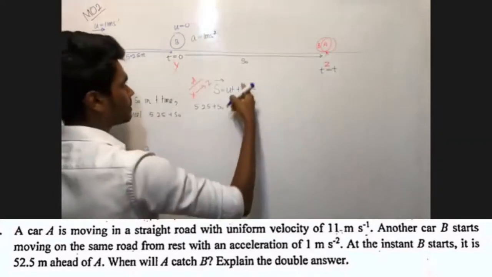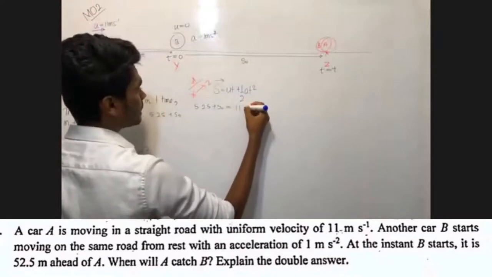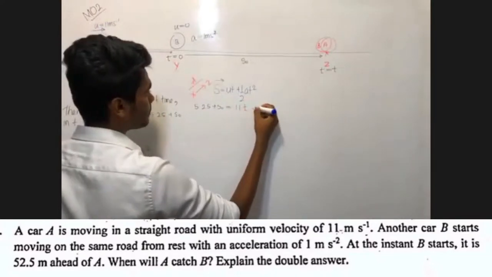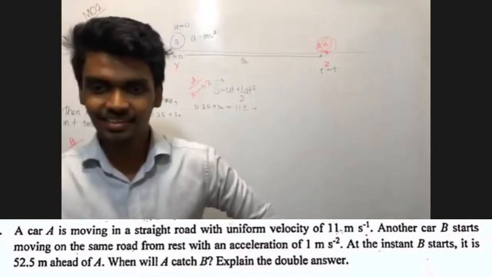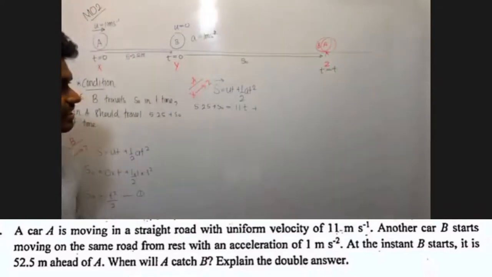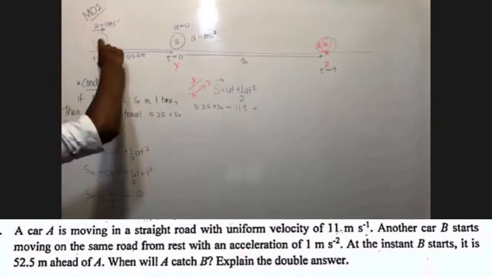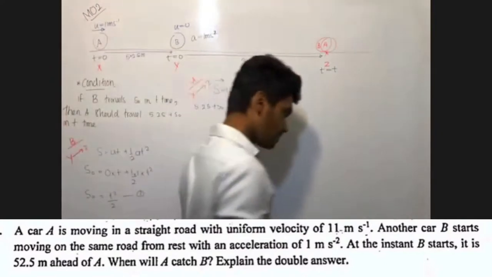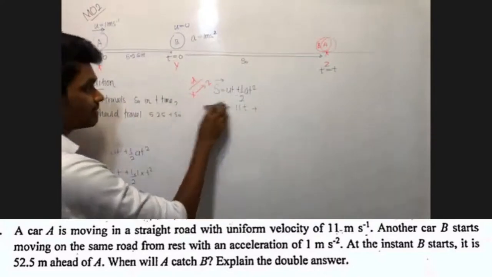5.25 plus S naught. What is the initial velocity? 11. Time is T. Sorry, I made a mistake. What is the mistake? Can I apply S equals UT plus half AT squared for the motion of A? Think about it. Can I apply it?